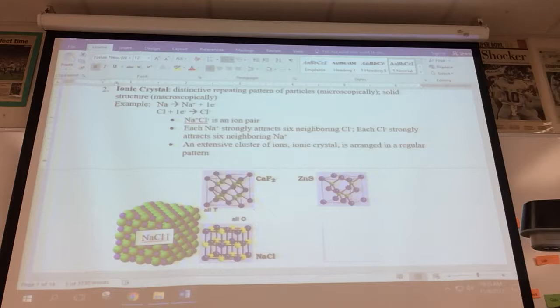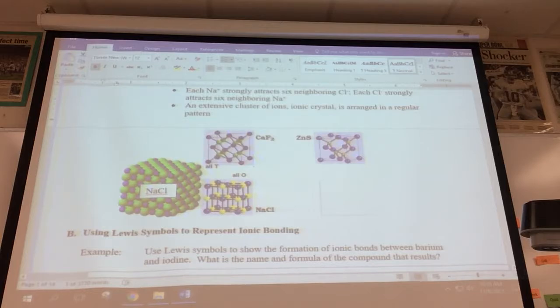Sodium chloride does not have one sodium ion and one chloride ion only. That's the simplest whole number ratio. You'll actually see that each sodium ion is going to strongly attract 6 neighboring chloride ions and vice versa. And what you get is this cluster of ions, and it's quite extensive. Other ionic compounds are shown here. You can see them as well.